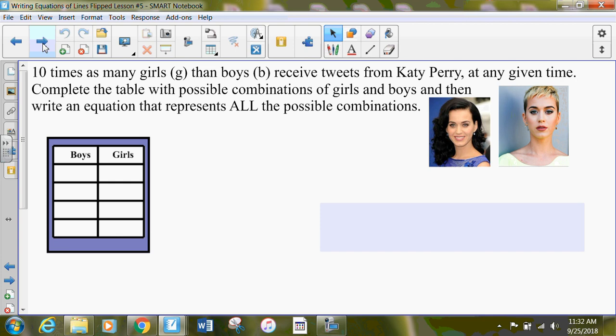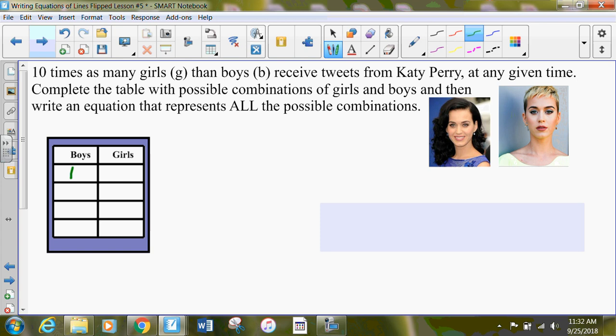10 times as many girls than boys receive tweets from Katy Perry at any given time. Now, I just made that up. I'm not sure that's true. Complete the table with possible combinations of girls and boys, and then write an equation that represents all the possible combinations. So just imagine if just one boy receives a tweet from Katy Perry. How many girls would receive a tweet?